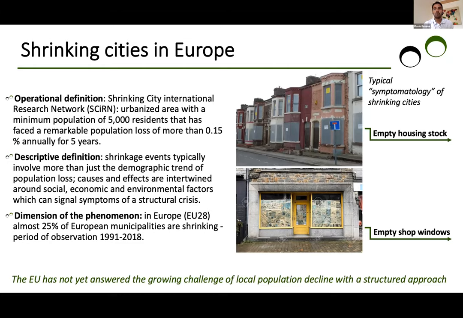So with the final objective of raising awareness of European policy making around a growing challenge that requires, probably given the magnitude, a unified approach and a structured approach towards it.